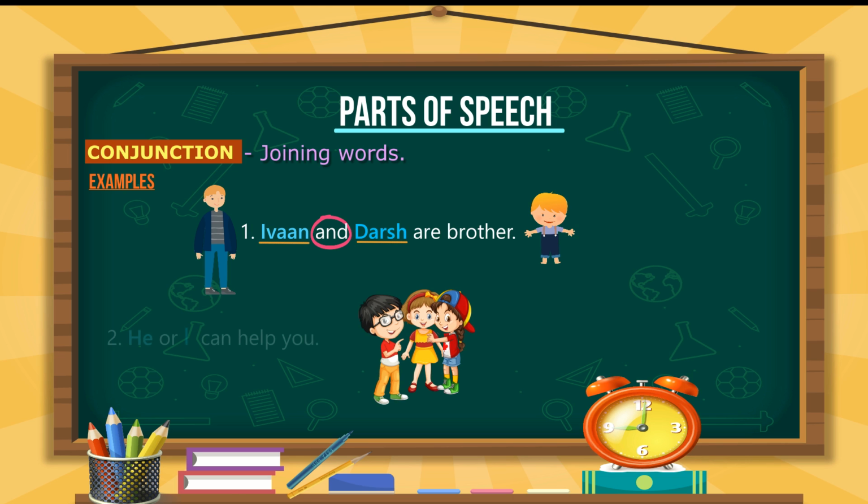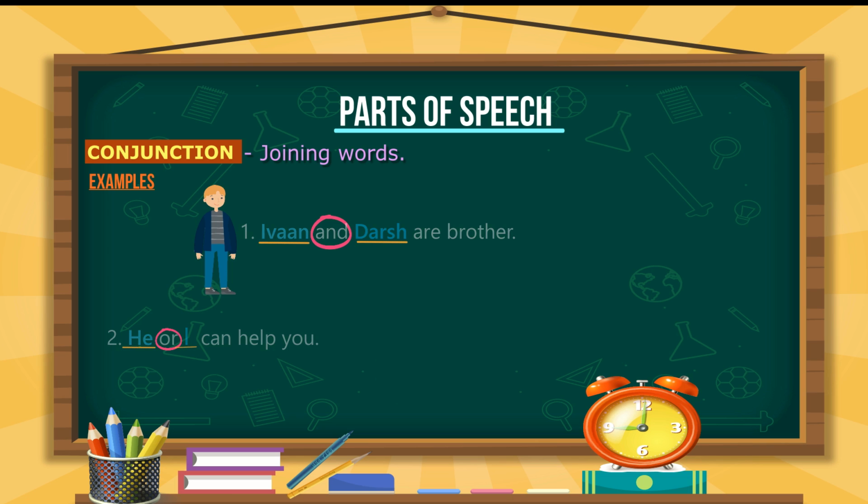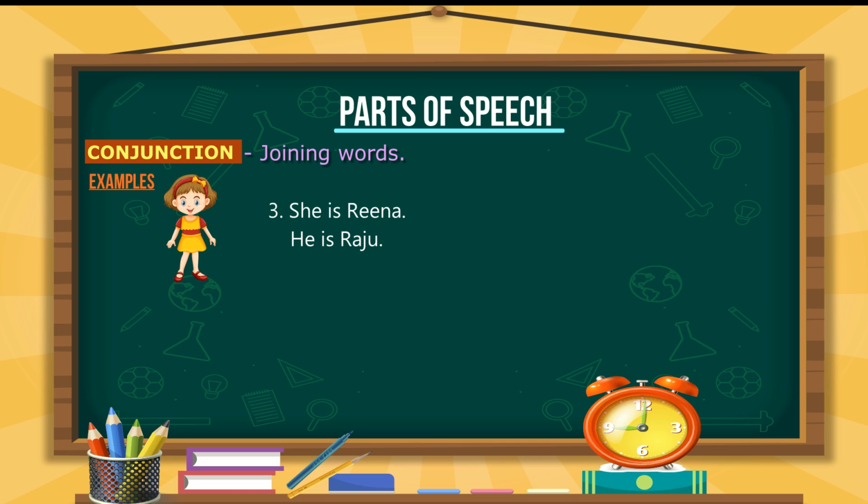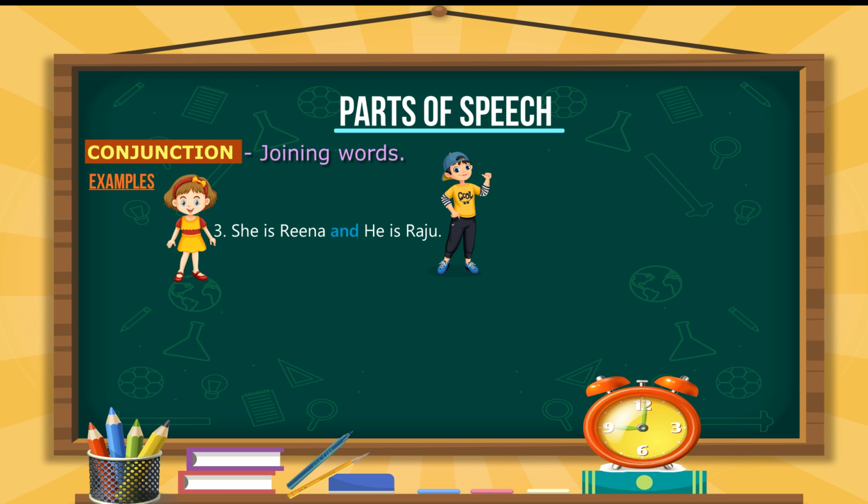In the second, he or I can help you. Again, you can see there are two subjects, he and I, and they are joined by or. So, this word or gives you a choice between he and I. Therefore, or is a conjunction. The next two sentences: she is Reena and he is Raju. These are two different and independent sentences. If I want to join them and make them into one single sentence, I can simply use a conjunction. Therefore, in this sentence, she is Reena and he is Raju, the word and is used to join.